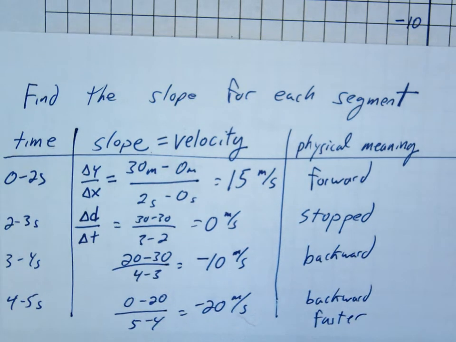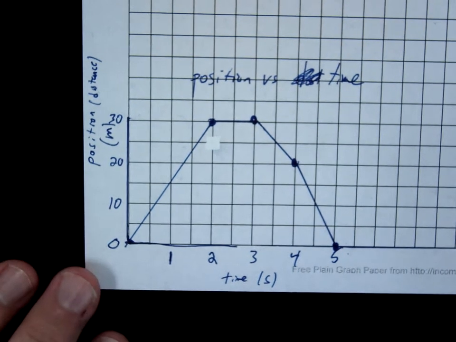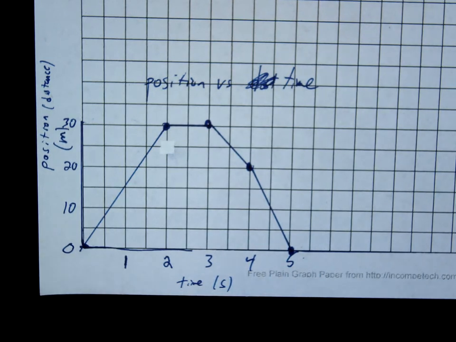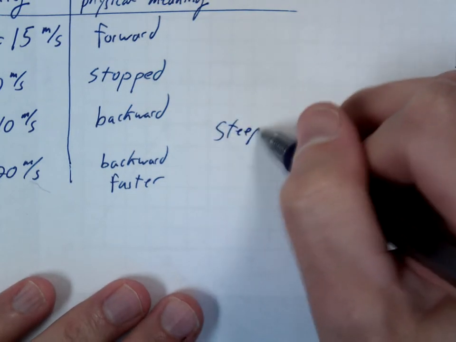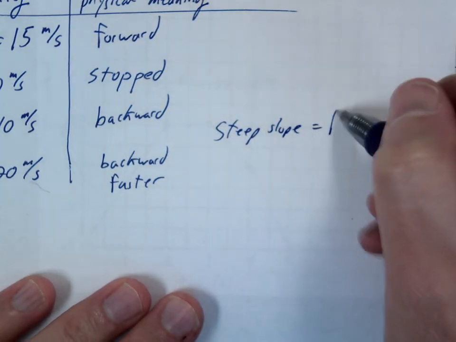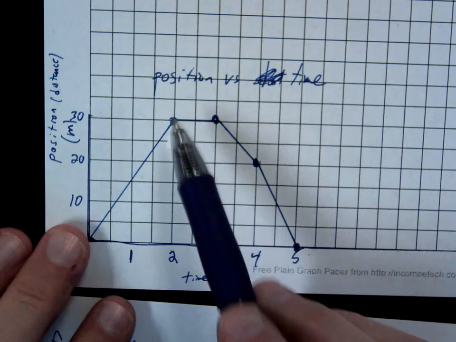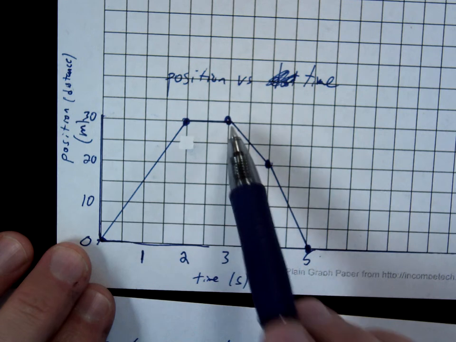The last thing I wanted to discuss is, what is the meaning of the steepness of the slope? How fast it is. So a steep slope means what? Fast, or faster. The steeper the slope is, the faster it is. In fact, if you have a slope that's horizontal, how fast are you going? You're not going. You're stopped. You can see here we're at 30 meters, and here we're also at 30 meters.